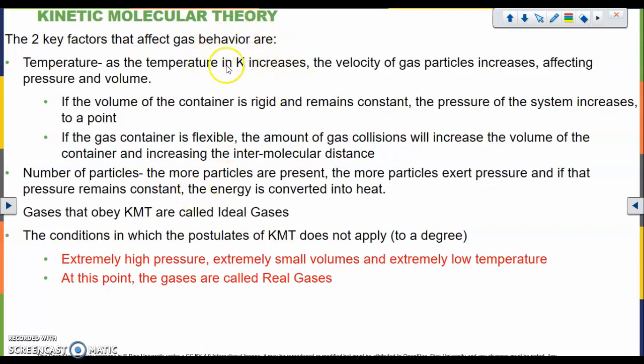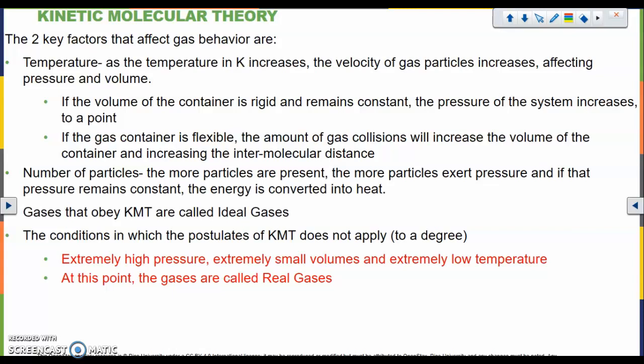Now, there are two conditions in which ideal gases and the kinetic molecular theory no longer apply to a large degree, and that is these two conditions: high pressures or extremely small volumes, and extremely low temperatures. What does that mean? If you cool down particles, their kinetic energy decreases. And if their kinetic energy decreases, they start to interact with each other. They no longer bounce off each other. They aggregate close to each other and they become a solid.